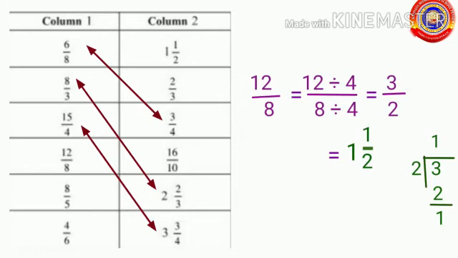Then 3 by 2 is an improper fraction. Divide 3 by 2. Then we get the mixed fraction as 1 and 1 by 2. Is it clear for you?